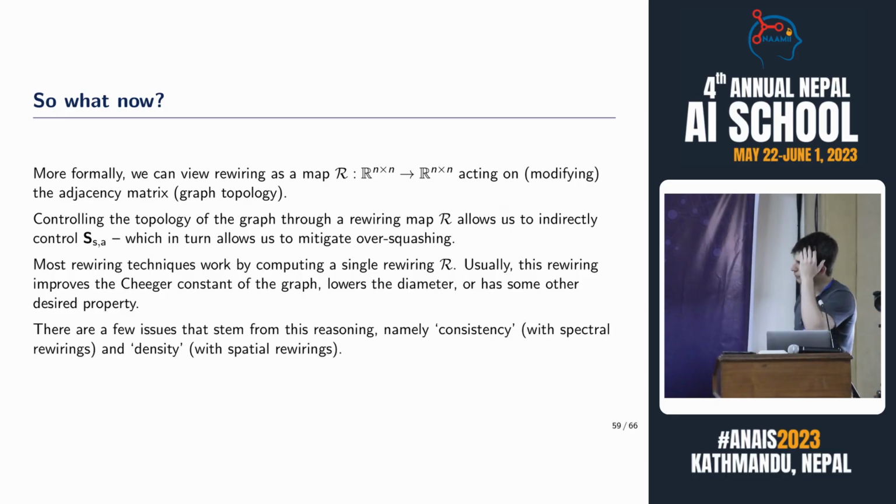Now there are a few problems that come with taking an arbitrary rewiring map, namely consistency and density. So we call these spectral rewirings and spatial rewirings. Transformers fall under spatial rewiring, so they obviously have big problems with density. Spectral rewirings are what we saw before, where we can add one edge that looks at maximizing the spectrum most violently, but then this has an issue of consistency.